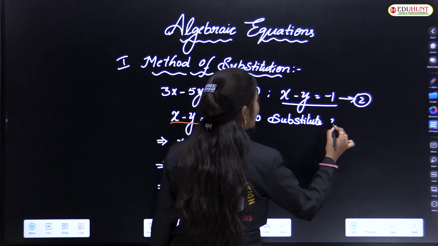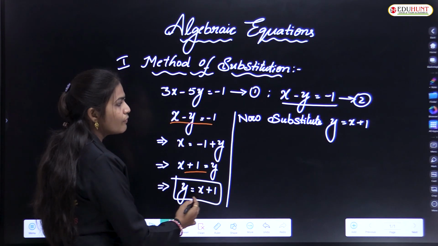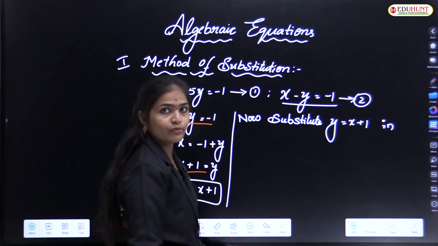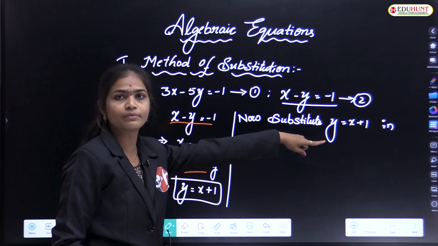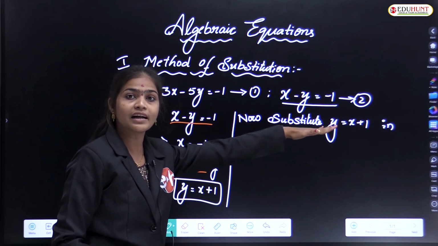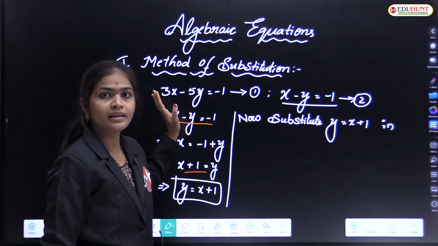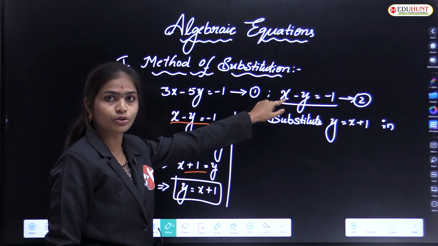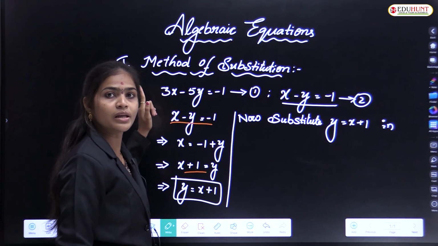Now substitute y = x + 1. Which one did we get here? y = x + 1 from that second equation, right? From the second equation we got y = x + 1. So that's why we have to substitute this value in equation number 1. Again, this value we got from equation number 2, that's why we need to substitute it in equation number 1.